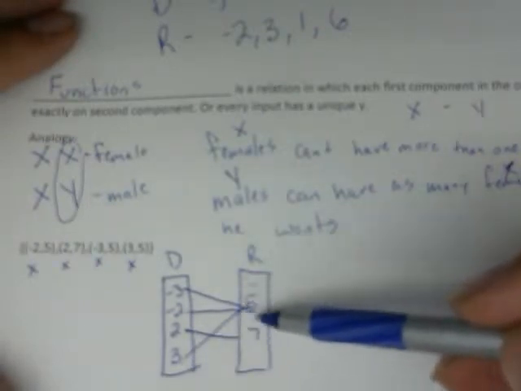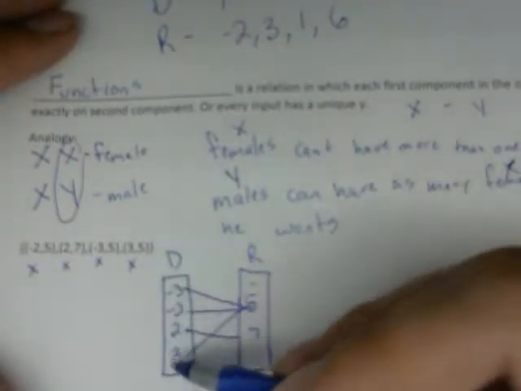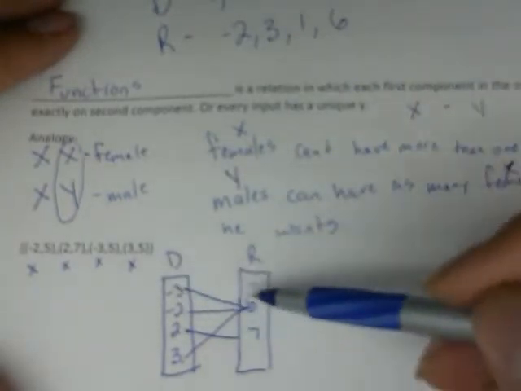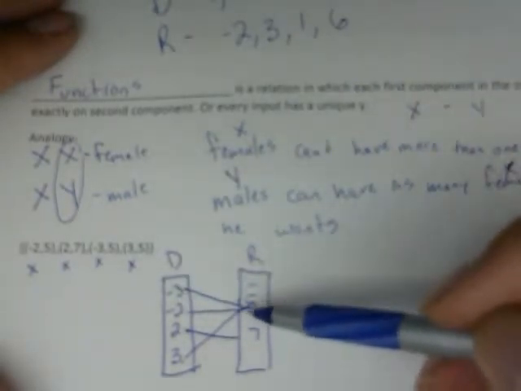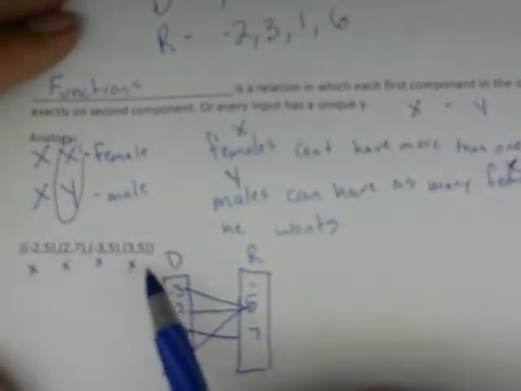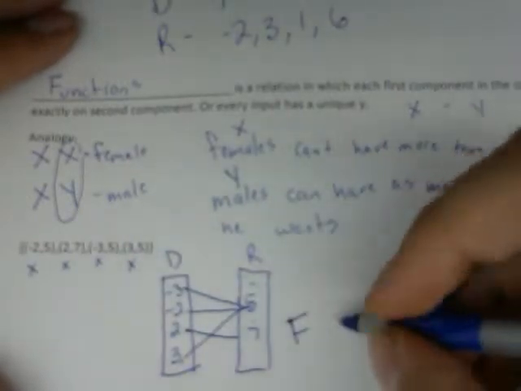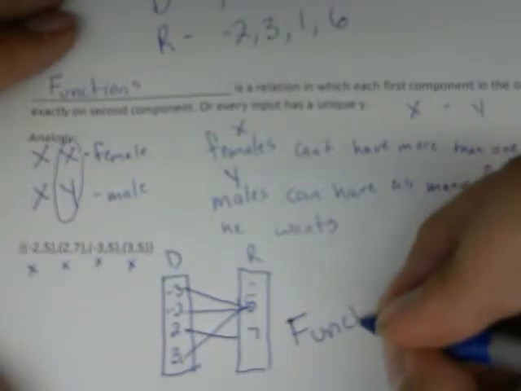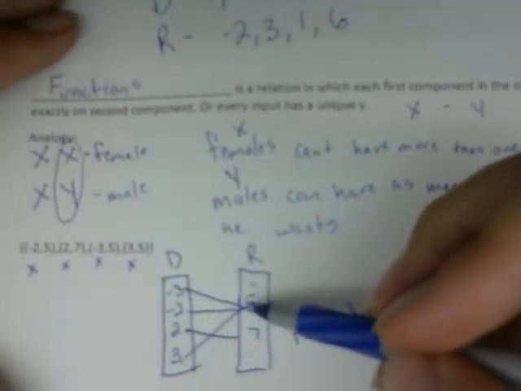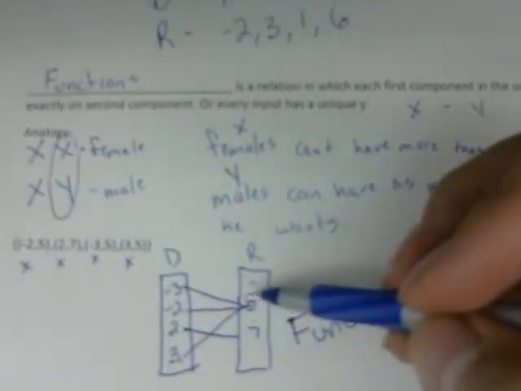But notice how this guy is dating 3 females. For some reason, that's okay. It's okay for him to be dating 3 females. So, what we can say about this set of points is that this is actually a function. We can call this a function because every woman is only dating one person.